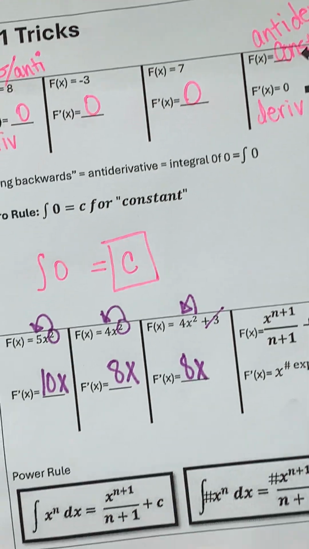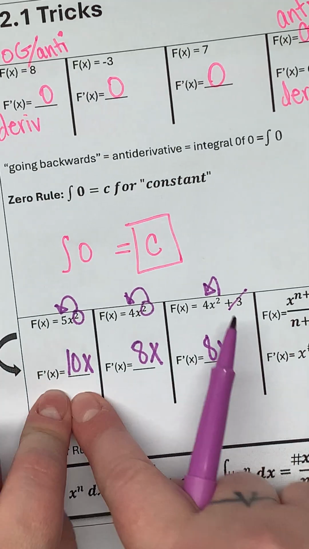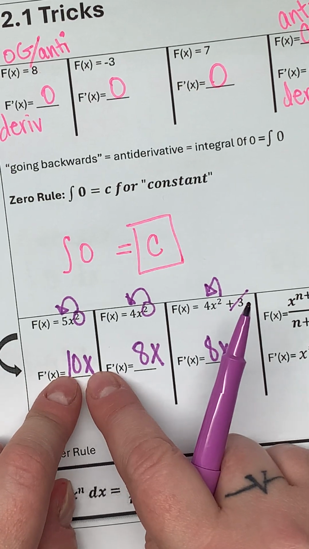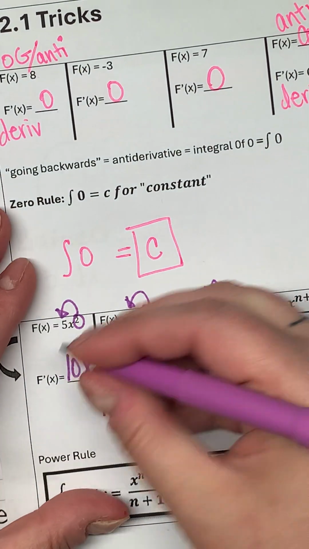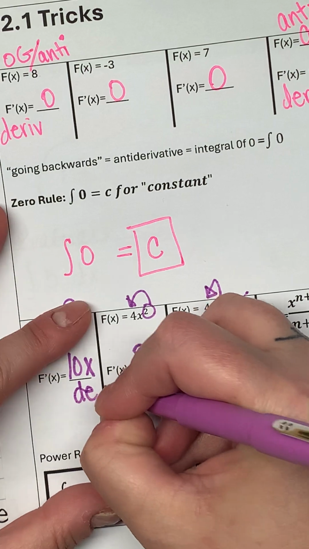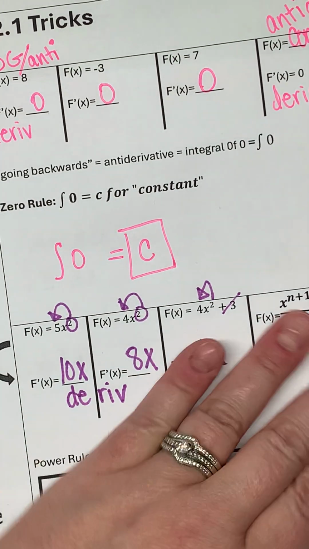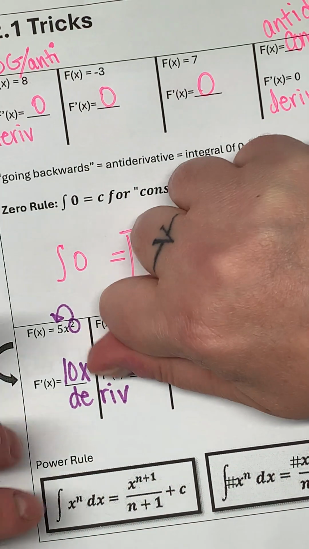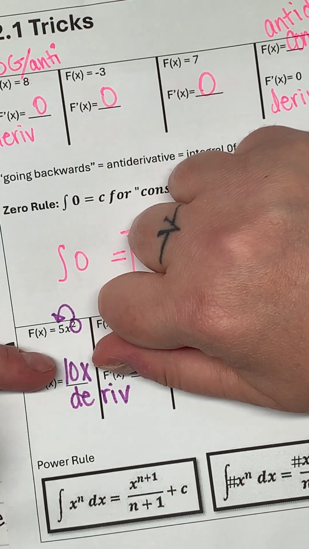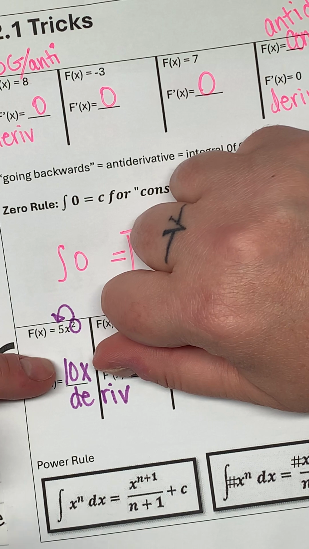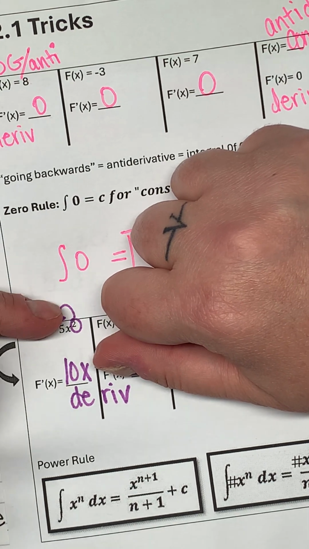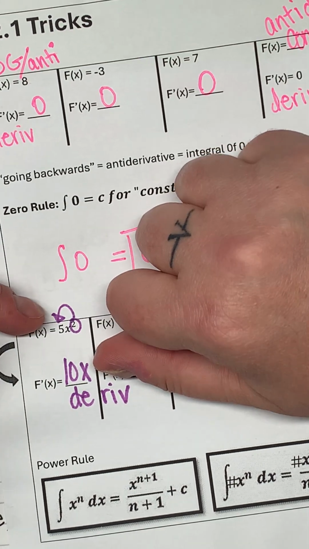Okay, so what this tells us is that whatever we start with, or if they give us the derivative, let's try and come up with a way to go backwards. So let's say you're given 10x. How do you remember that the original should be 5x squared?